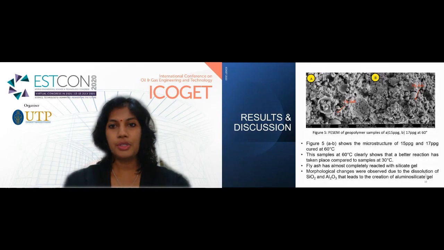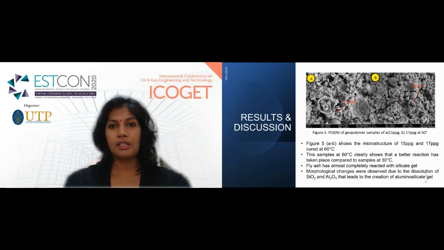Figure 5 shows the FESEM of the geopolymer sample at 15 and 17 ppg at 60 degrees Celsius. A vast difference can be seen compared to the sample tested at 30 degrees Celsius. Here, at 60 degrees Celsius, a better reaction can be seen compared to samples taken at 30 degrees Celsius.